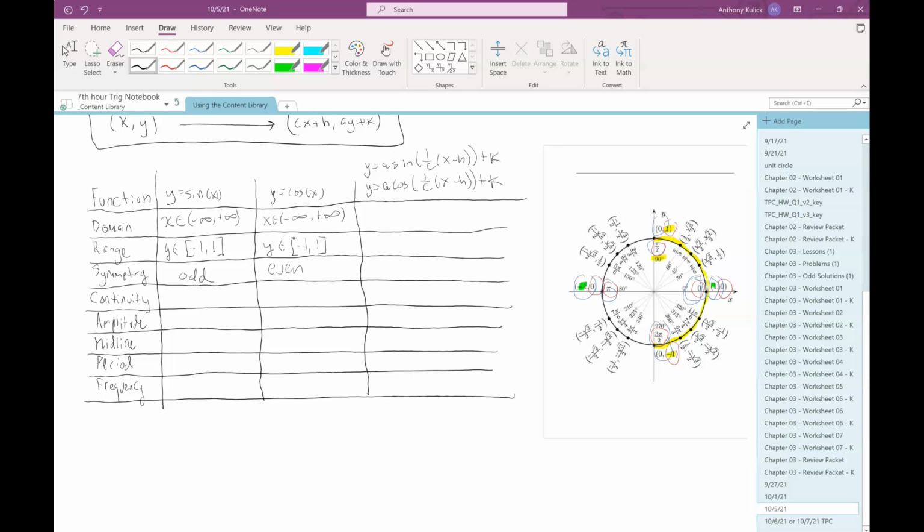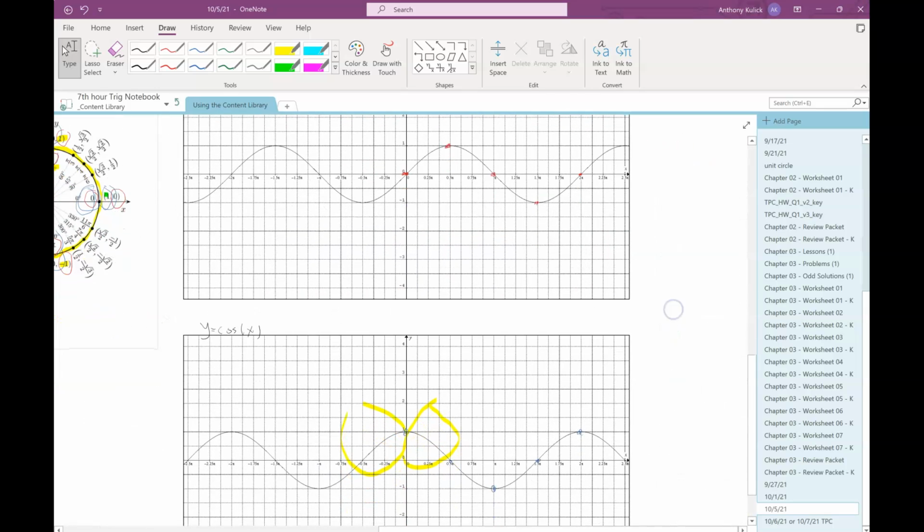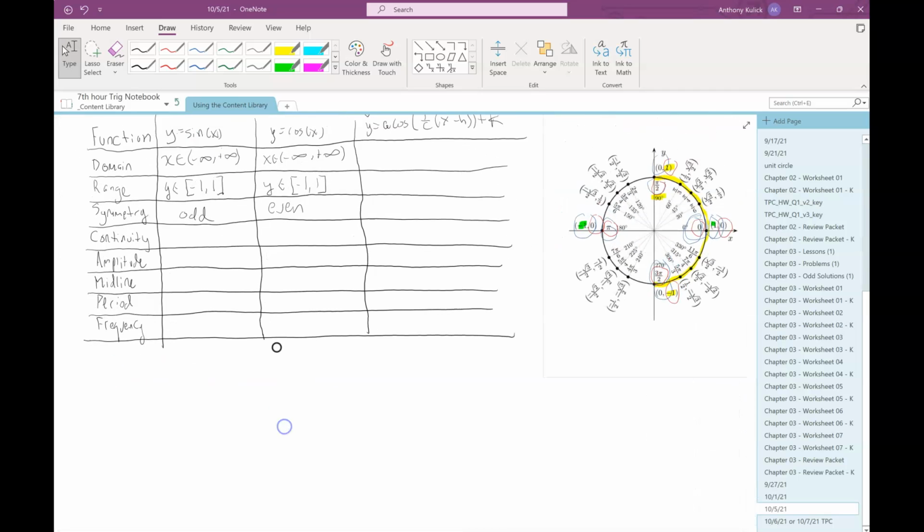When I look at those graphs that I drew of sine or cosine, the next thing we're talking about is continuity. If we think back to chapter 1, we talked about discontinuity, right? We talked about asymptotes and jump discontinuities and removable discontinuities. Do you see any of those in our graphs? No, right? There's no vertical asymptotes, there's no jumps, there's no open circles. So what that tells me is that these two functions are continuous everywhere.